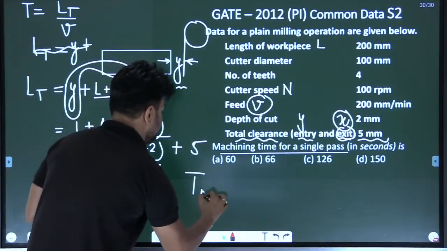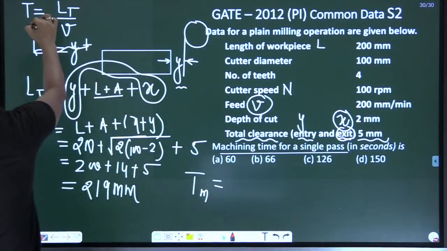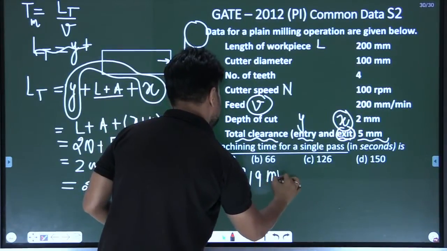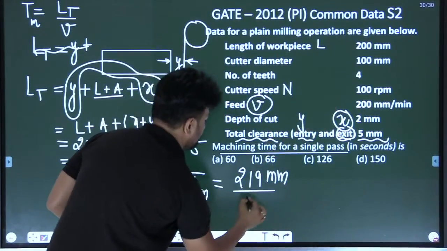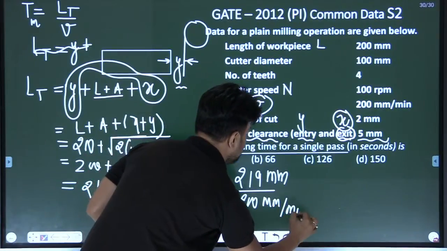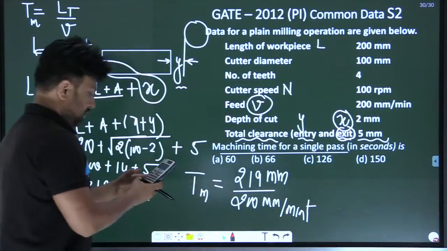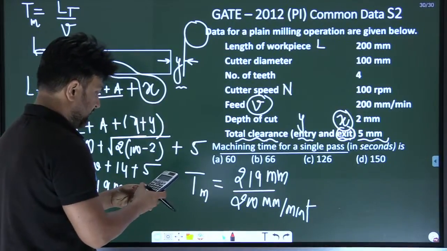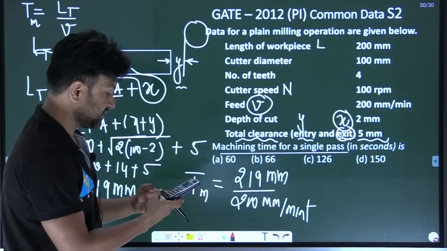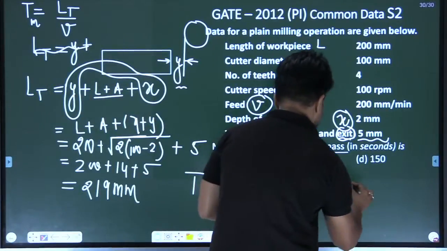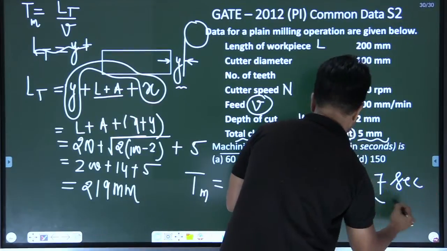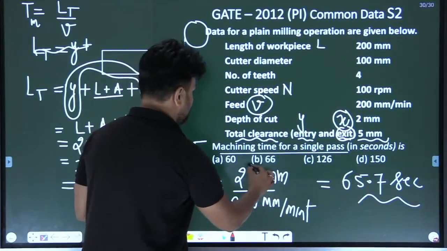Now the machining time is what? Machining time is 219 mm divided by 200 mm per minute. Answer divided by 200, answer into 60, because he is asking the answer in seconds. So the answer will be 65.7 seconds. So the nearby option is what?